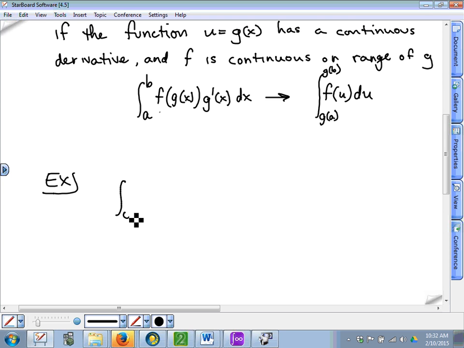So here's an example. We're going to evaluate from 0 to 1 the integral of x times x squared plus 1 to the third dx. So we just start like normal. We let u equal something. We do a little substituting.